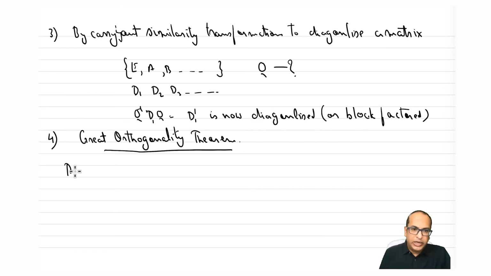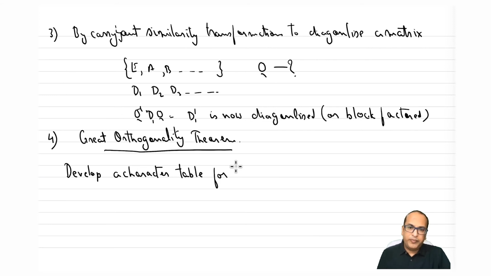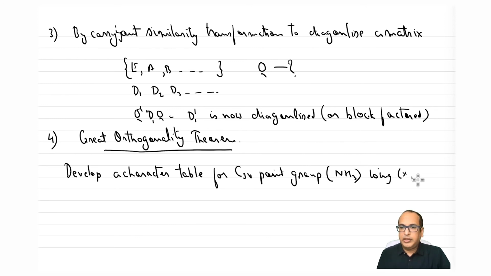So let us try to develop a character table. I have also not introduced what a character table is. So develop a character table for the C3v point group, NH3 molecule example, using xyz as the basis set. Okay, let us work it out over here.